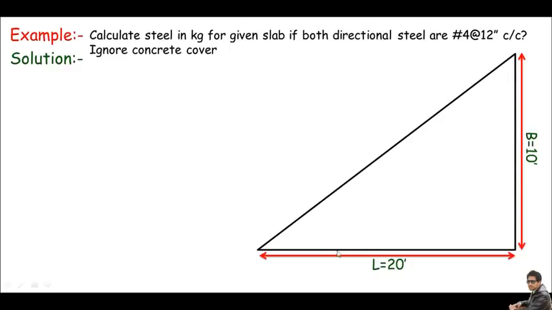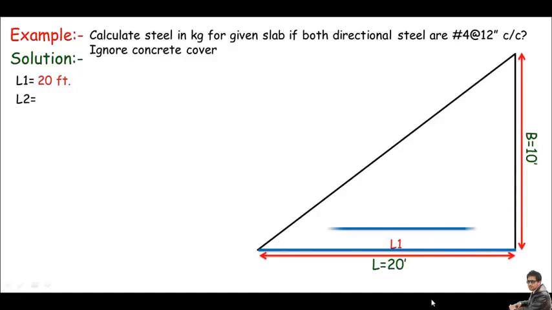I'll first calculate the length of this first bar. Let me call this L1, and this is white over here at the base of this triangular slab. What is the length of bar 1, or L1? Of course, you can clearly see it is the length of this triangle, which is 20 feet. So the length of bar 1, L1, is 20 feet. It's not much complicated.